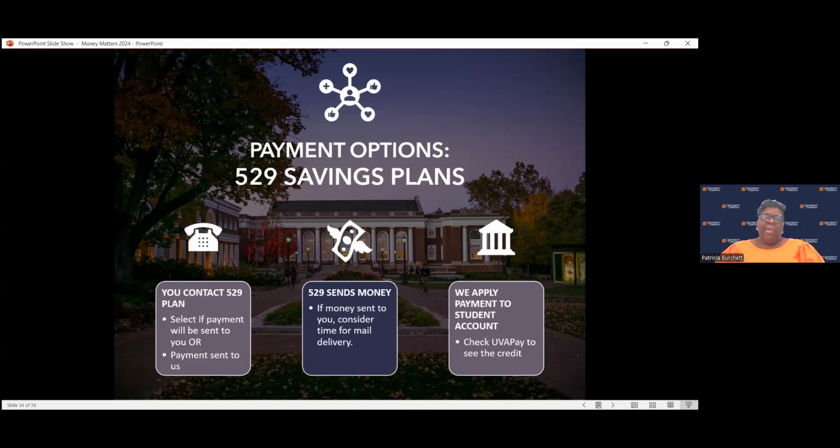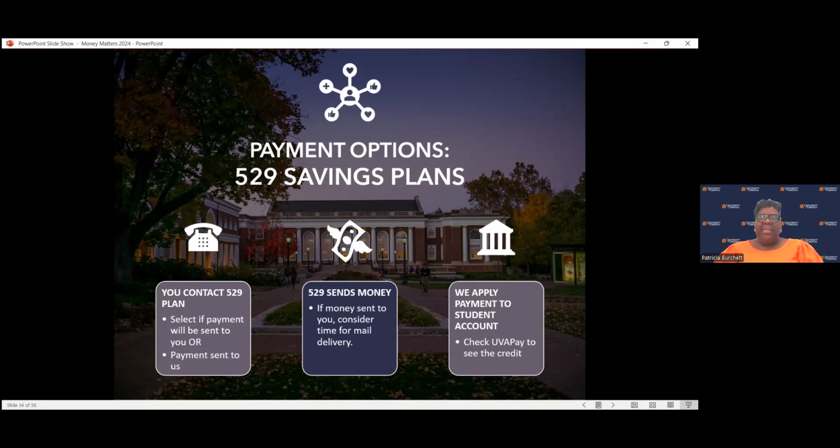With the regular 529 savings plan, it's the same thing concerning the mail delivery and the charges due date. So keep in mind, if they send the payments directly to you, and it's a paper check, then you have to deposit it, and then you have to turn around and send a payment to us.